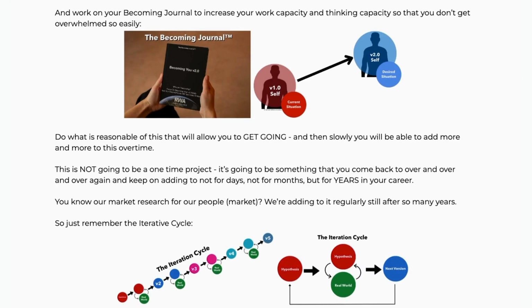And then as you increase your thinking capacity, your work capacity, your skills, and you go from being your version 1.0 self to 1.5, 1.7, and then a 2.0 version of yourself, you will be able to advance this more and more. This is not going to be a one-time project of putting your marketplace swipe file together. You're going to make it a habit to be doing this on an ongoing basis. This is so absolutely critical. You want to make it a habit.